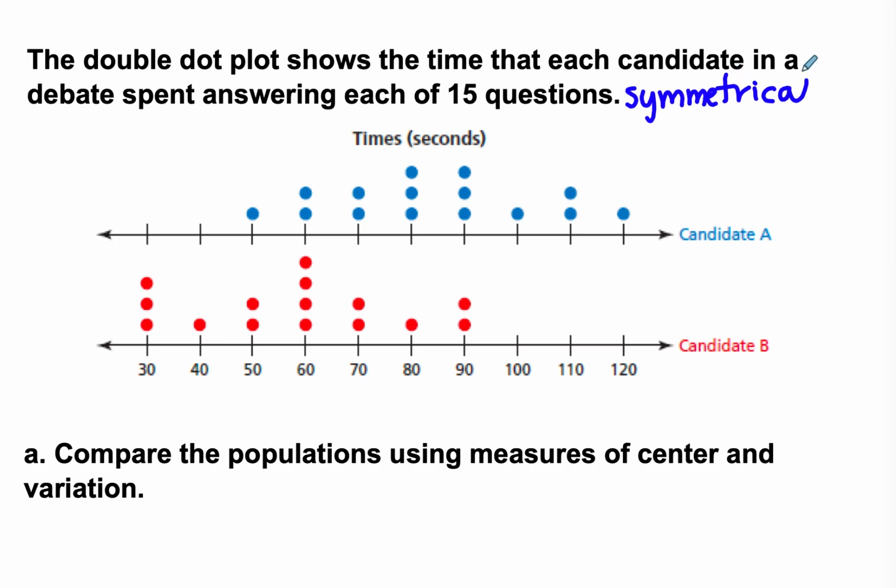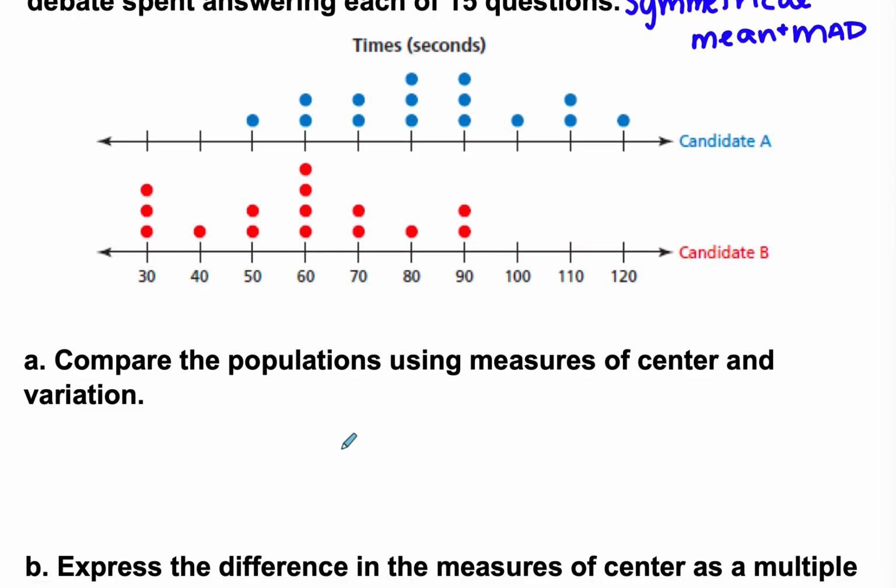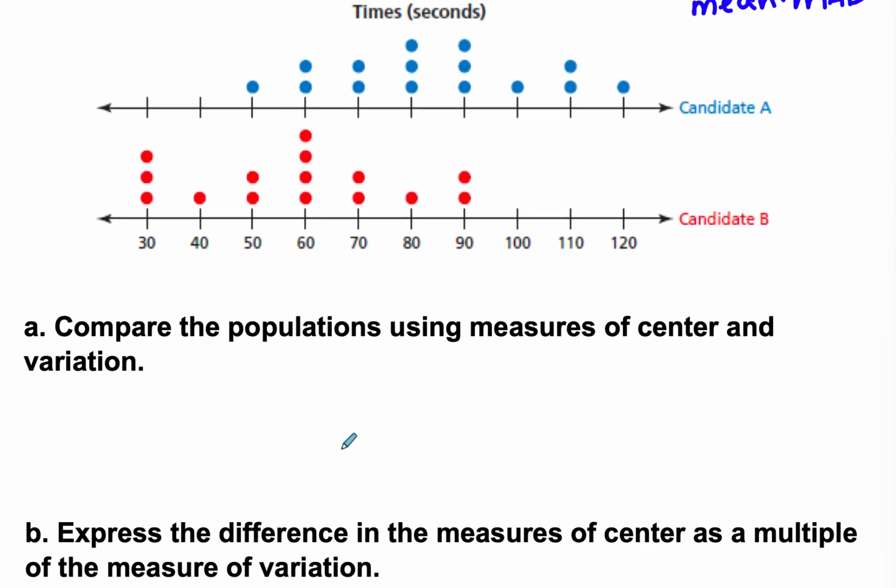When we are comparing symmetrical data, the best way to compare them is to use the mean and the MAD. The mean is our measure of center, and our MAD is the measure of variation. Here it says compare the populations using measures of center and variation. So we need to find our measure of center, our measure of variation, and then compare the two. We're going to start with candidate A.